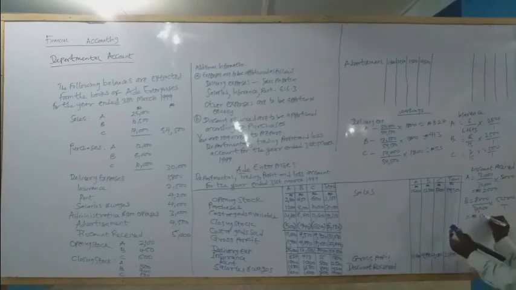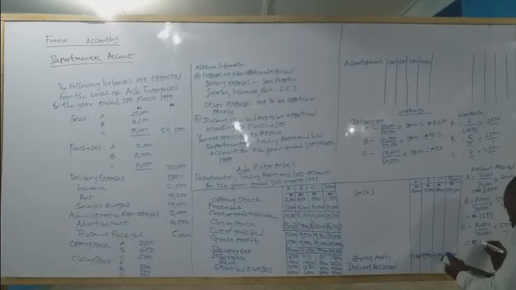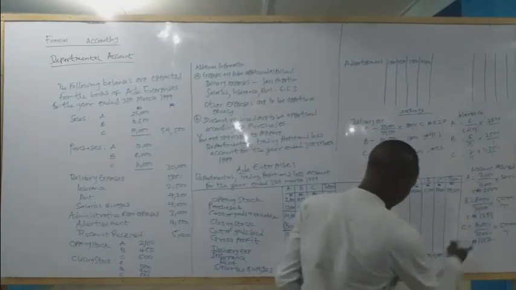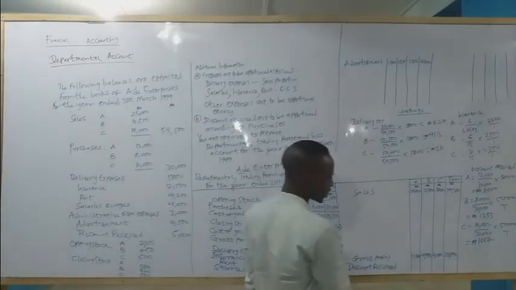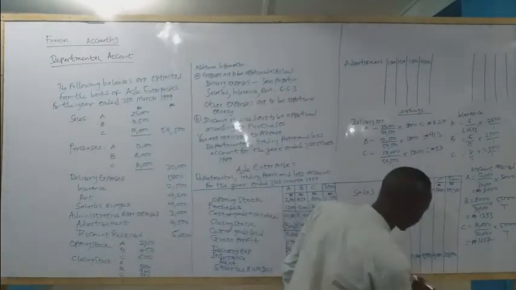This one is 1,333. Then for department C, we have 10,000 out of 30,000. 10,000 over 30,000 times 5,000. This one then equals 1,667. So we include everything there. We have apportioned all the expenses. What is left now is to balance off against our profit, our net profit, and that is all.